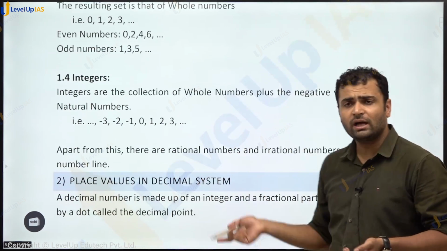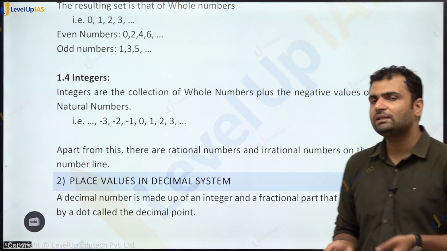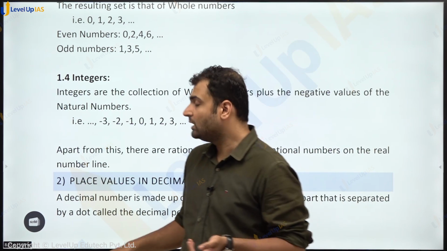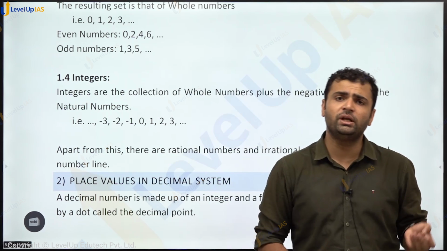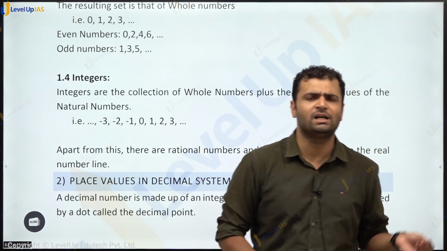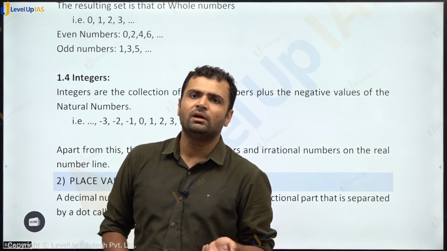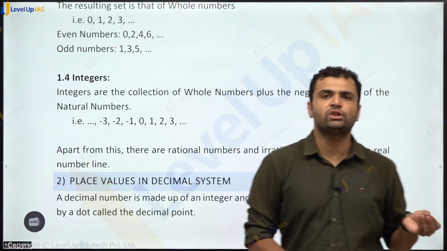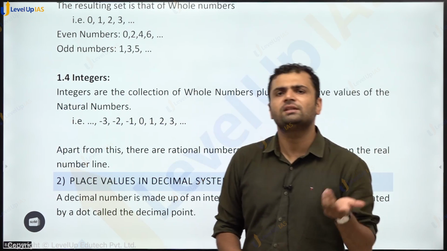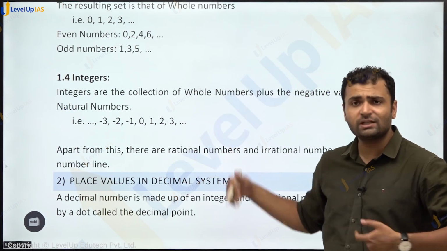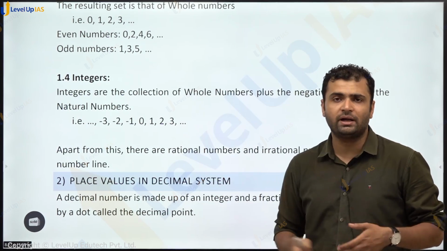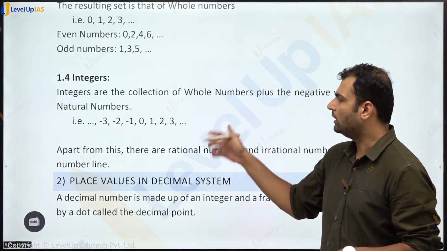Then rational and irrational numbers are also there. Rational numbers are nothing but fractions. As for irrational numbers, we have not been asked about them by the UPSC. But irrational numbers are those numbers which cannot be written as a ratio of 2 integers. That is what an irrational number is. But we will look at rational and irrational numbers a little bit later.